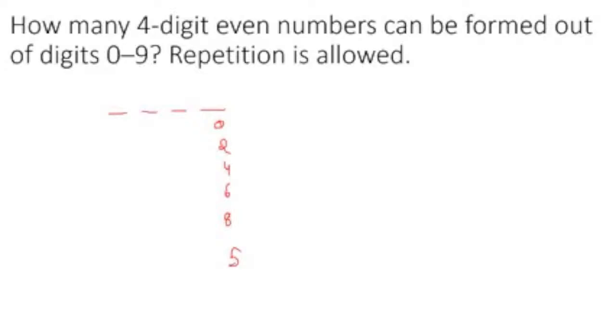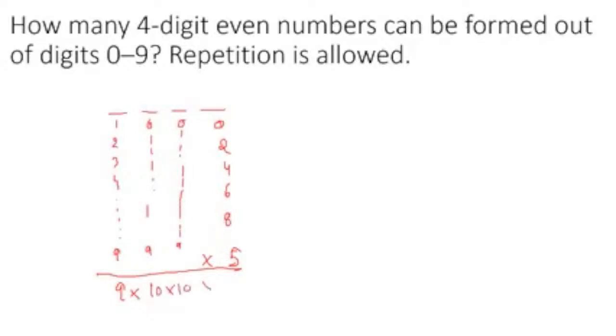So 5 chances. What about the first digit? I can pick from 1 to 9. Why 1 to 9 here? 0 will not come here. So 9 chances. Repetition is allowed, which means I can use 0 to 9 here, and here also I can use 0 to 9. So the answer will be 9 into 10 into 10 into 5 here. So the answer is 4500.